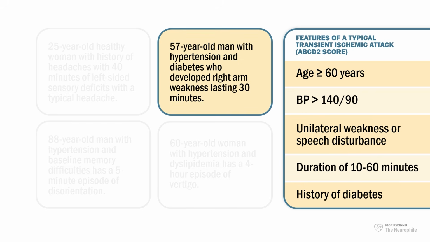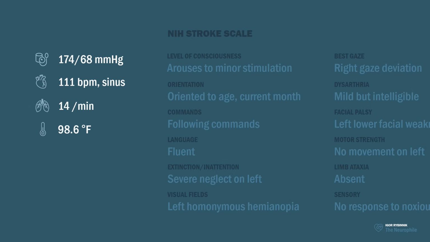Right. It's the 57-year-old man with multiple vascular risk factors and a 30-minute episode of arm weakness, weakness being the most specific presenting sign. Okay, after that brief detour, let's get back to our own patient.